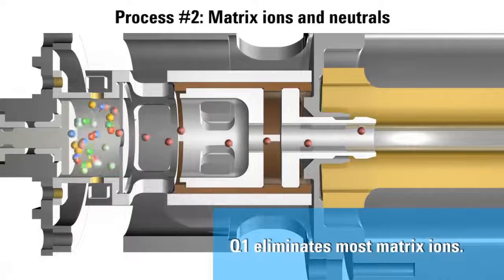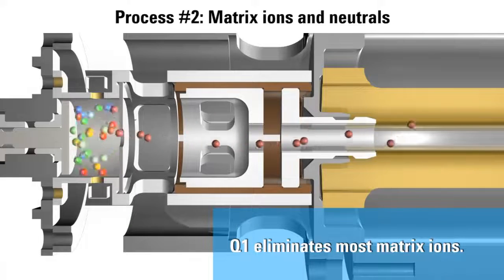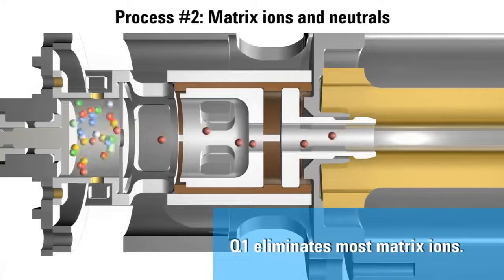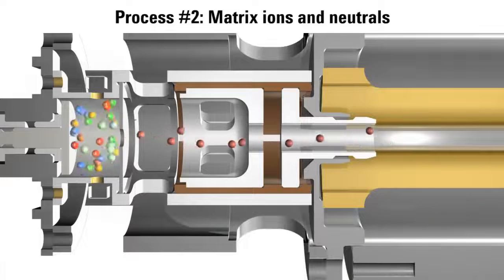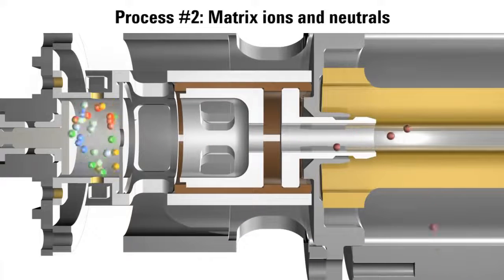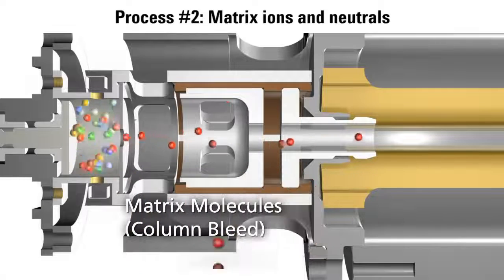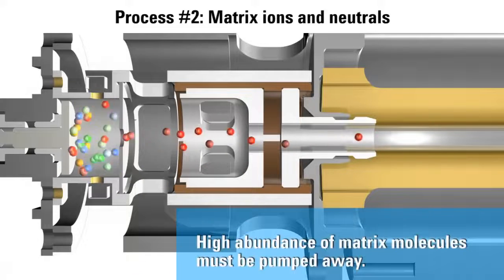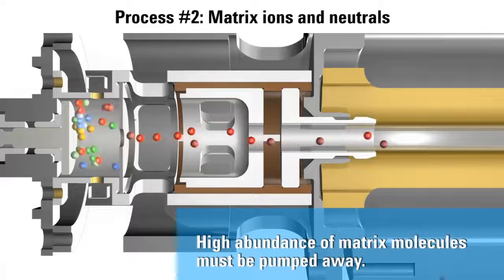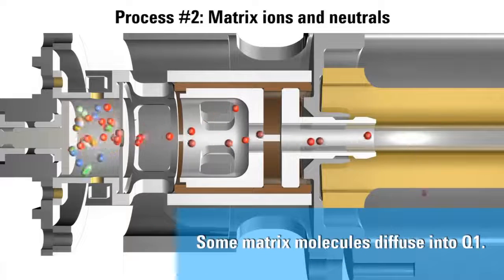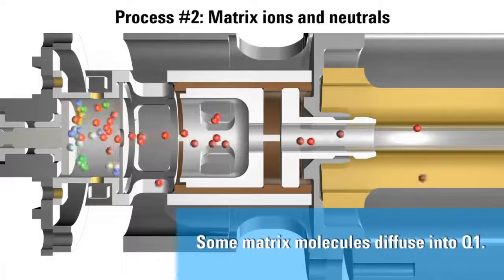The quadrupole analyzer performs the critical task of mass filtering to isolate the analyte's ions from the majority of these ions. Chemical noise often remains after the first quadrupole, but the selectivity of MS-MS removes this final source of interference. Again, we ask, what about the large population of non-ionized molecules? Although the turbopump removes many neutrals quickly, some will randomly diffuse into the quadrupole.